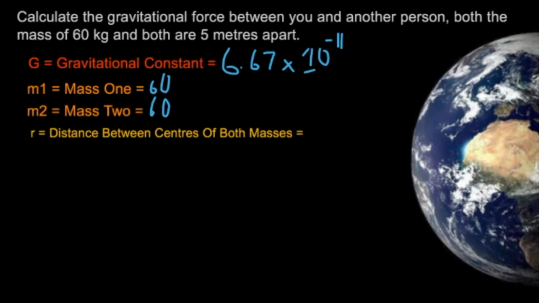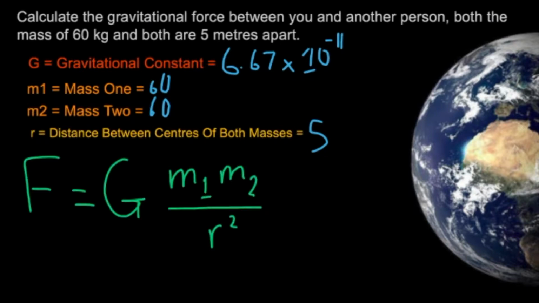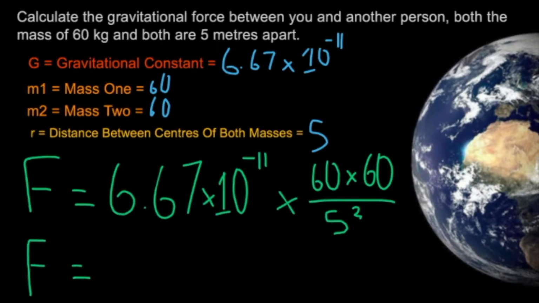And lastly, we have to find r, which is the distance between the two centers of the two objects. And we know from the question it is equal to 5 meters since the masses are 5 meters apart. But we need to square this value for the formula. So once we place it into the formula, make sure you square it. Now that we know all our values, we simply have to place it into the formula seen here. After we do this, we end up with 6.67 times 10 to the power of negative 11 times 60 times 60 over 5 to the power of 2.